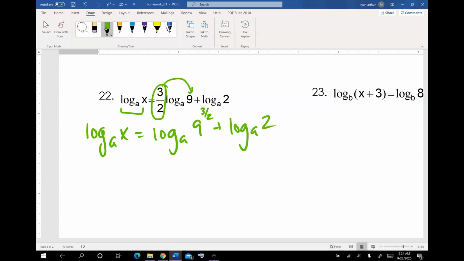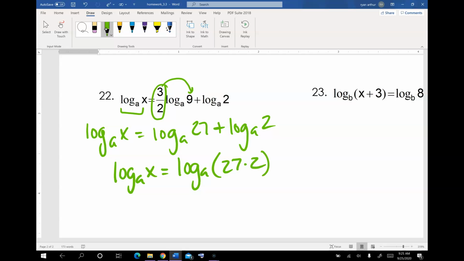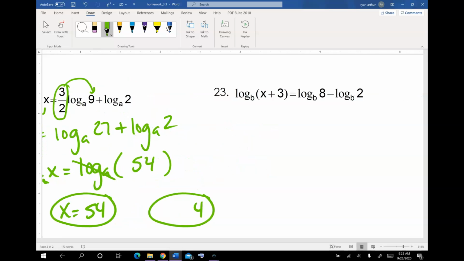Well, 9 to the 3/2, I know that's weird, but type it in Desmos. 9 to the 3/2, that's going to give me 27. Okay, so I'm going to erase this and make this 27. I'm adding 2 logs, so that means I'm going to multiply their insides. I'm going to say 27 times 2. Well, I can say 27 times 2 in my calculator and get 54. Now I'm single logs, single ladies, cancel them out, and I've got x to equal 54. Okay? All right.